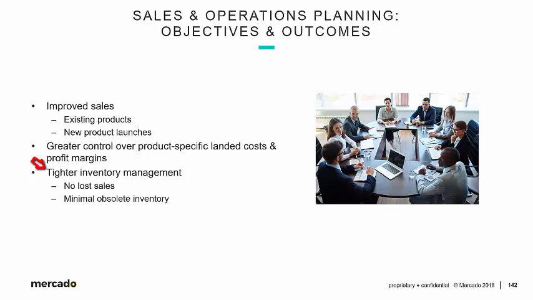Third bullet, tighter inventory management. That's the result of making adjustments to the supply chain. That balance between not losing sales but not having too much inventory on hand, or what's sometimes referred to as minimizing obsolete inventory, stuff that we can't sell. A direct result of sales and operations planning is tighter inventory management.